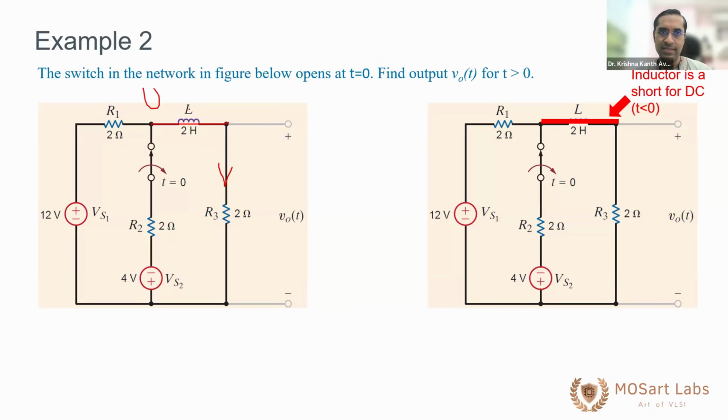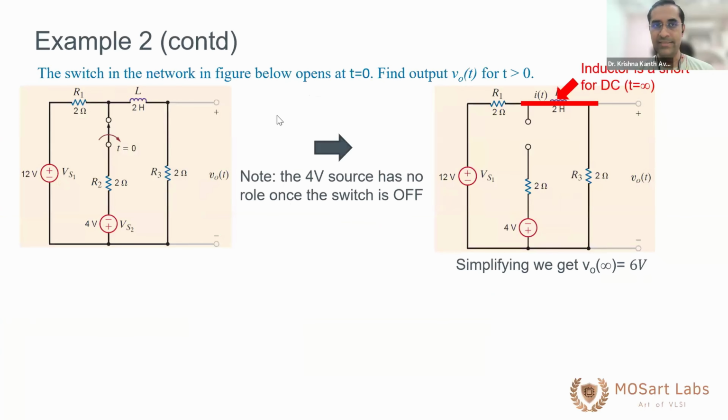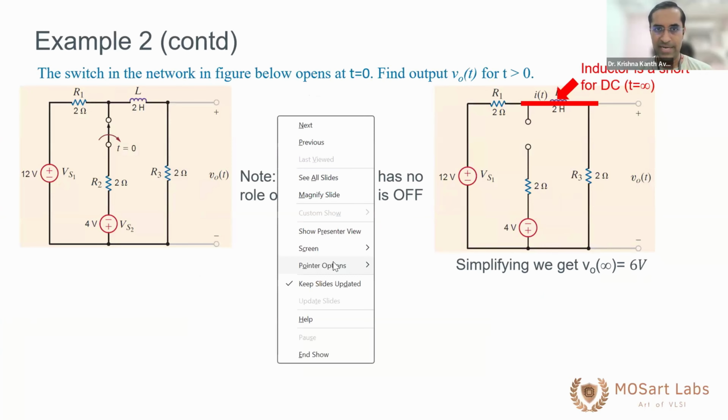Take Vx, or assume a current here, I of t, then L di by dt is the voltage across this plus I3. So how do I write the equation? Let's write it down, maybe it comes as good practice. What I wanted to do was to write the differential equation, so that you get the practice of writing it, if you want to solve using that.